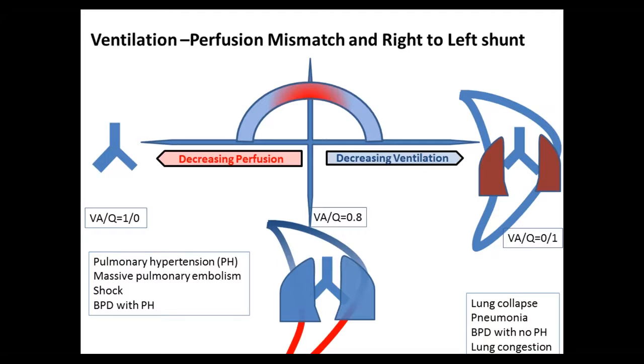In this slide, we'll see the two extremes of ventilation perfusion mismatch. So we have in the middle here the perfect lung, the normal lung, and well perfused, so the blood passing through the lung and getting well oxygenated at the end. So the perfect ventilation perfusion match is around 0.8.